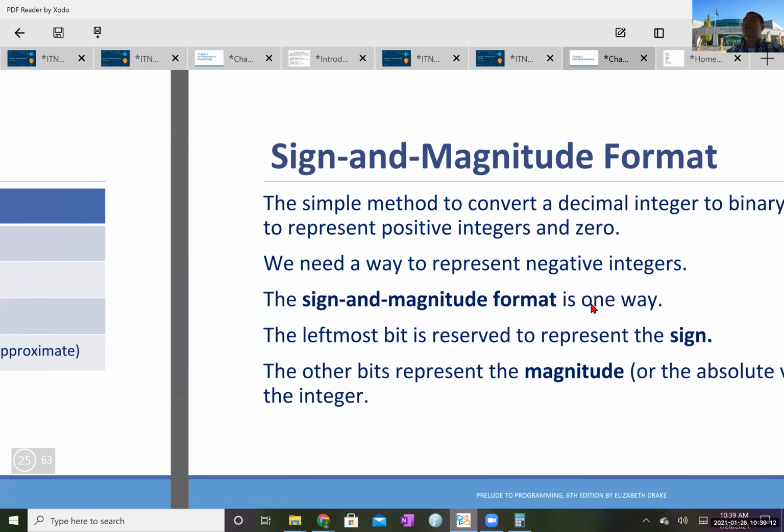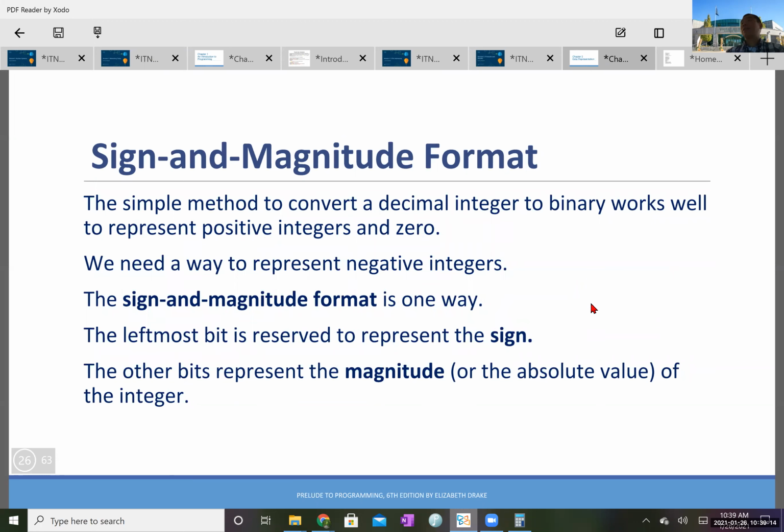Okay, so remember one thing about unsigned integers here. It's very simple. Just convert from decimal to binary, and in some cases you have to add leading 0s to the left to make it up to the memory allocation. Now we move to the sign and magnitude format.